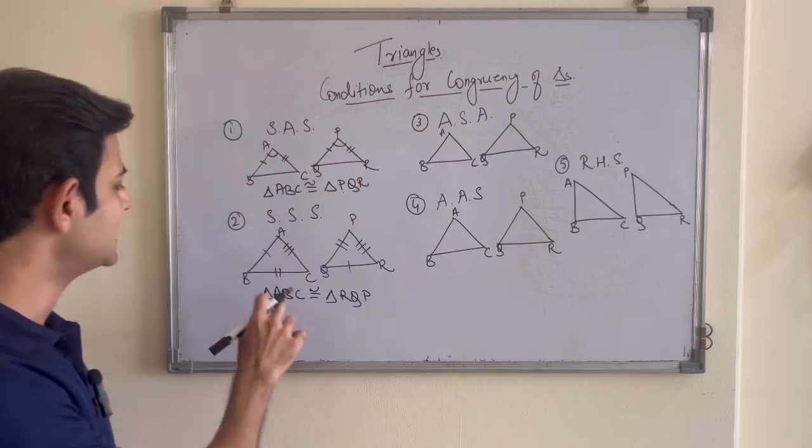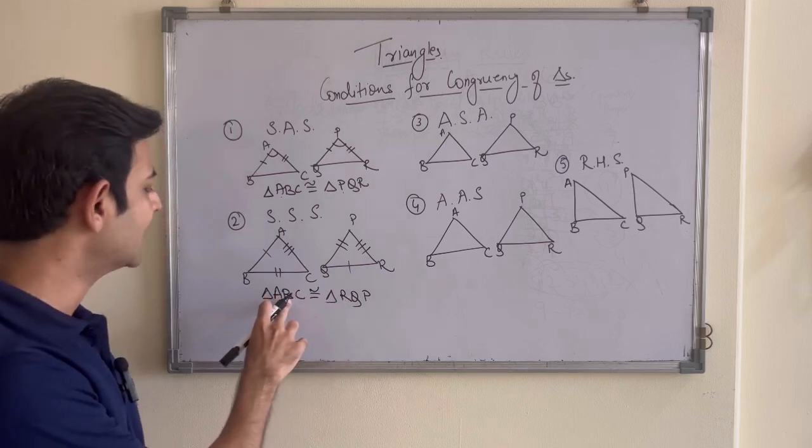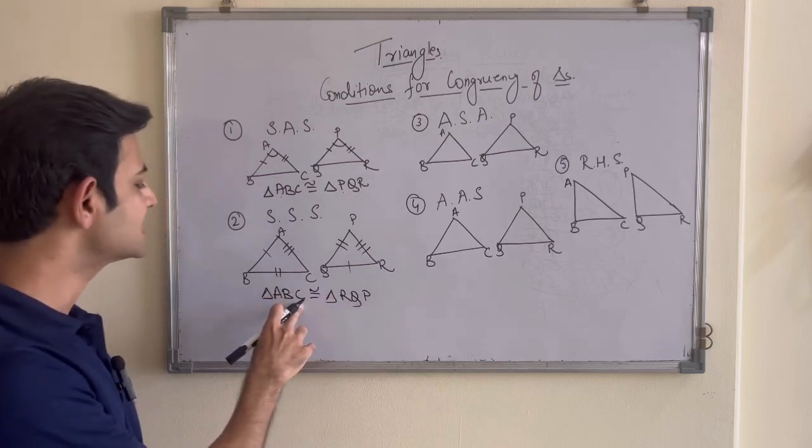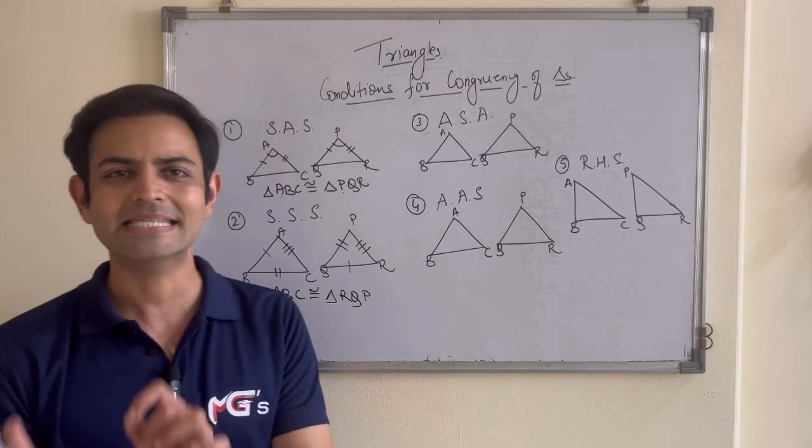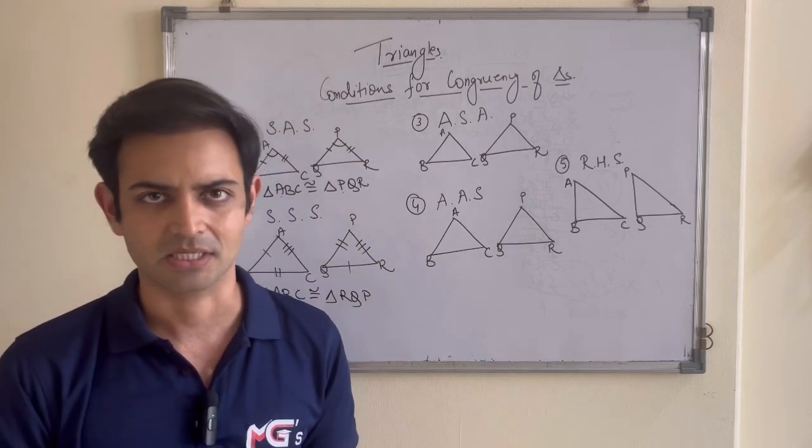So based on that, you can say angle A is equal to angle R, angle B is equal to angle Q, and angle C is equal to angle P by CPCTC or CPCT.